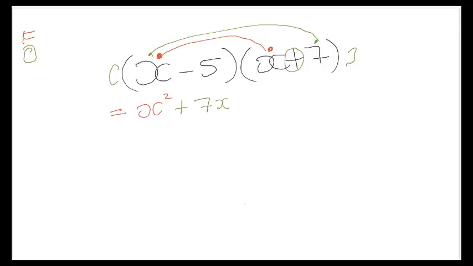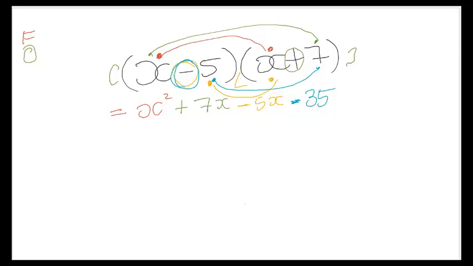Next I'm going to do inner. So there's my nose. This one's next to the nose, and that one's next to the nose. So those two go together. Minus 5 times x gives me minus 5x. And finally I have my last term, which is going to be minus 5 multiplied by 7. Remember your minus sign, do not forget. So minus times plus is minus. 5 times 7 is 35.